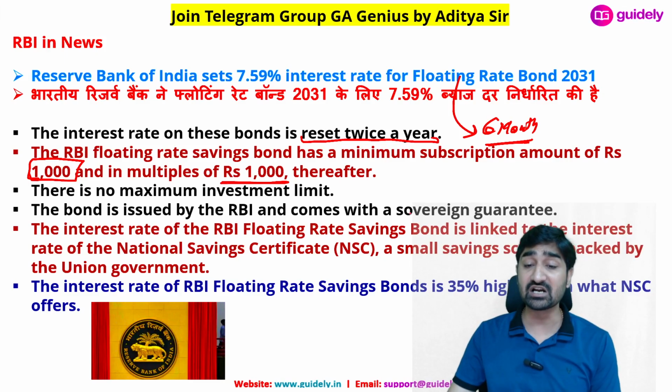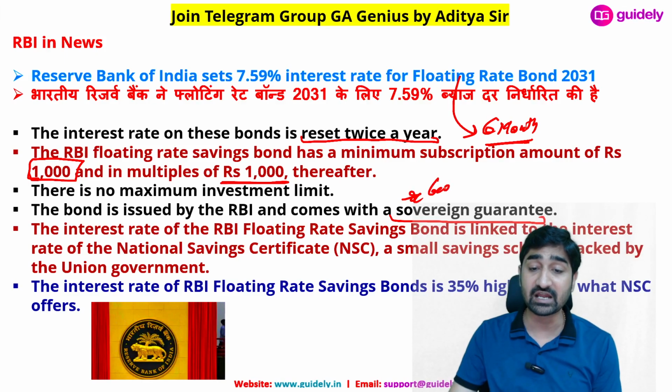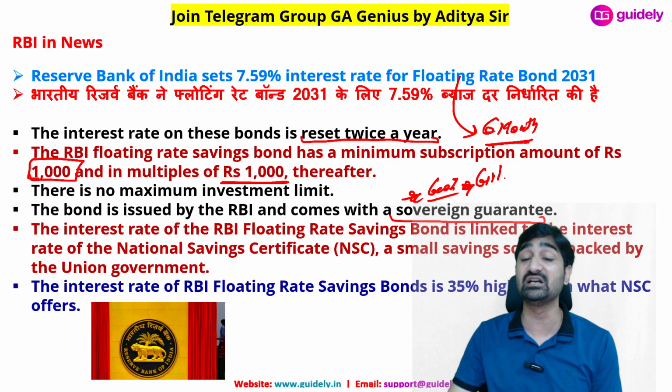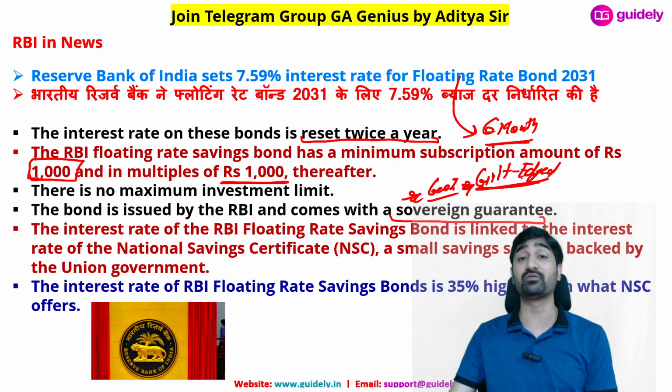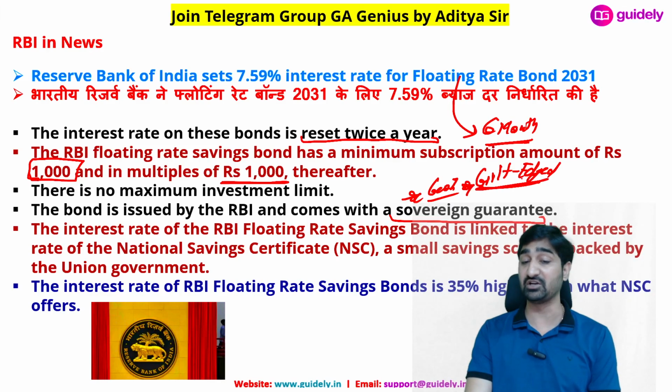These bonds are sovereign guarantee bonds, meaning the government of India has the guarantee. These bonds are also called gilt bonds. इन्हें gilt bond भी कहा जाता है और gilt edged securities. These are 100% secure bonds. Without any risk, we can make the investment into this.